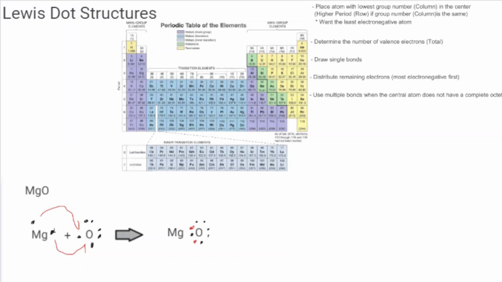And then we need to also add in our charges because this is an ionic species. And so for that, you would write a 2 plus on the magnesium and a 2 minus on oxygen, showing that magnesium lost 2 electrons and oxygen gained 2 electrons. So this is an example of how you can draw Lewis dot structures for individual atoms and how you can do it in a reaction for an ionic species.